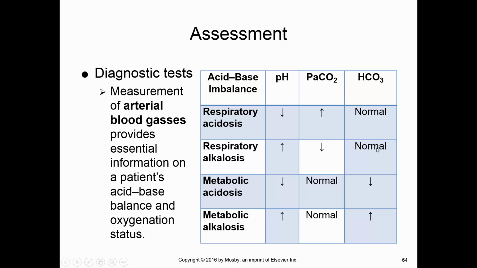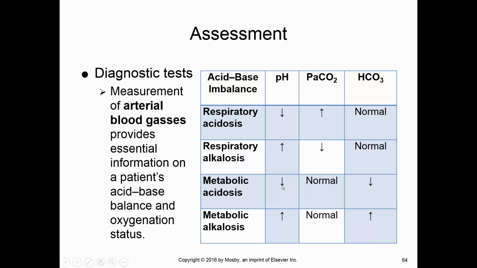Our bicarb is going to be normal because bicarb is not affected by our respiratory system. And then if we compensate, if our kidneys compensate, they're going to start retaining hydrogen ions. They're going to start excreting or stop forming bicarbonate ions. So we will see this number to be low. We will see this number to be normal. That means we're compensated.